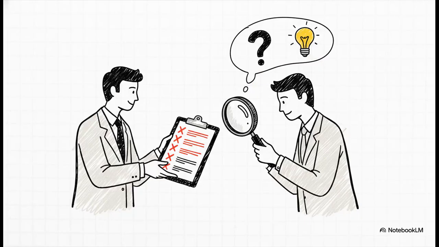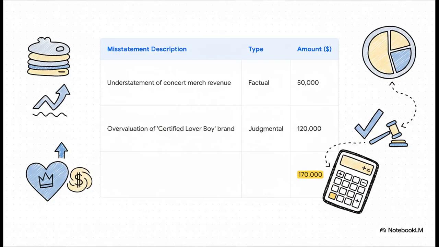So you're on the OVO Sound audit. It's the end of the year, and Drake's finance team hands you a list of mistakes they already know about but just haven't fixed. Your job is to take this list, apply our framework, and figure out what it all really means. Here's the data we're working with. We got a factual misstatement.